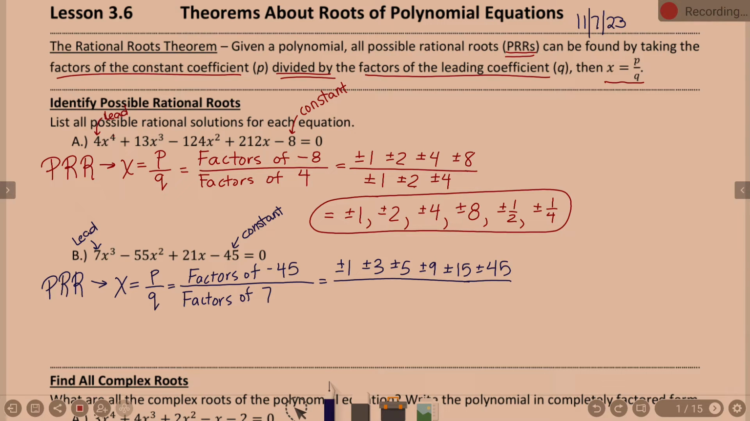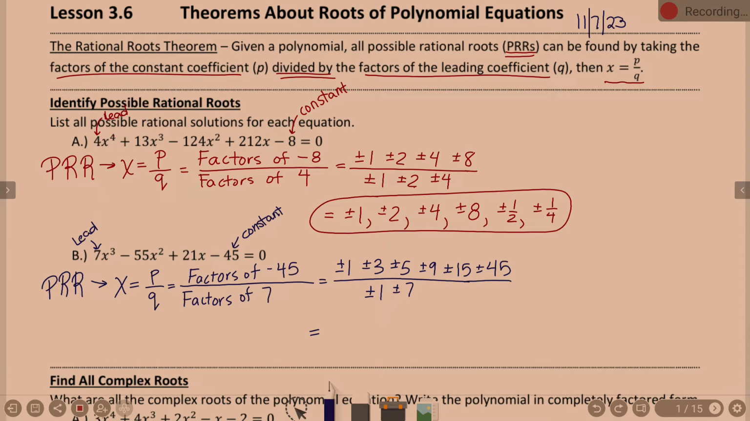Okay, what about factors of 7? Anything else? Nope. Factors of 7 are plus or minus 1, plus or minus 7. Okay, now, we don't get to leave them like this. We need to go through and make our list.